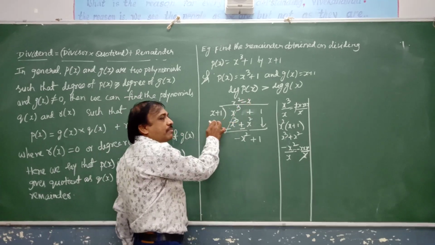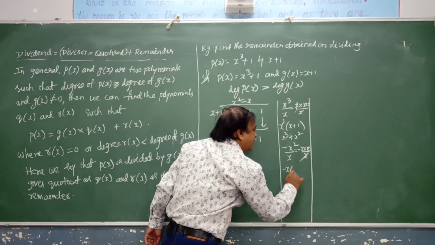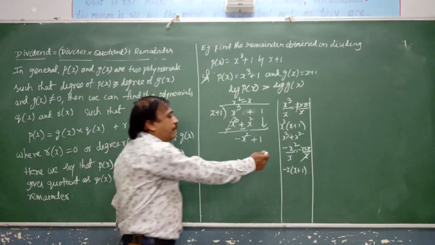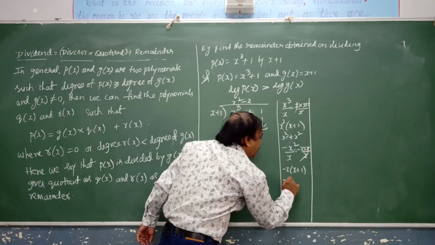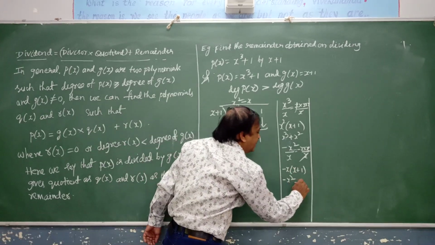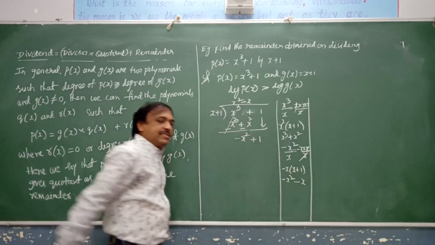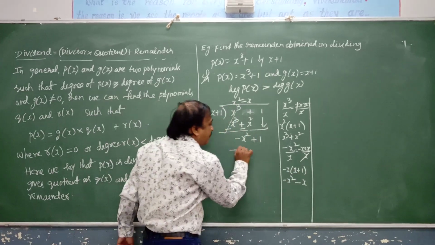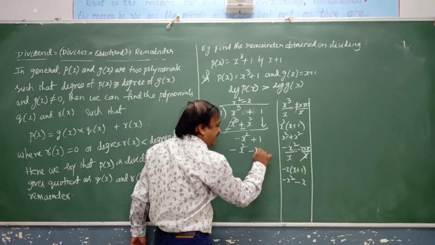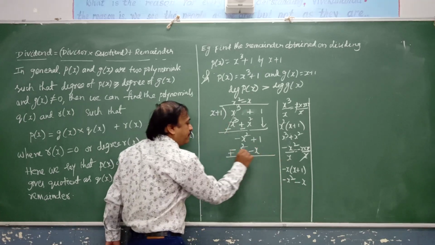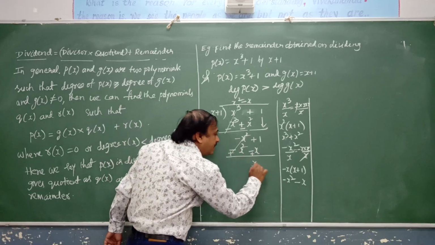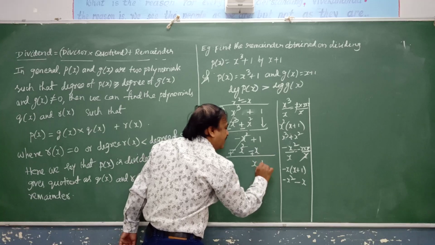Now with minus x you are multiplying x plus 1. So minus x into x plus 1. Minus x into x is minus x squared. Then minus x into 1 is minus x. Do we have an x term over here? No, we don't have. Next, this becomes plus, these two get cancelled. Plus x. Then bring down this plus 1.